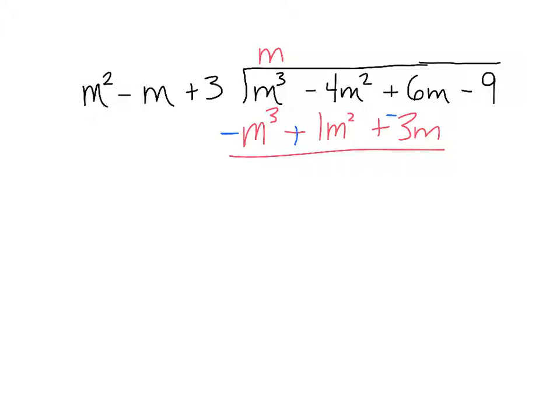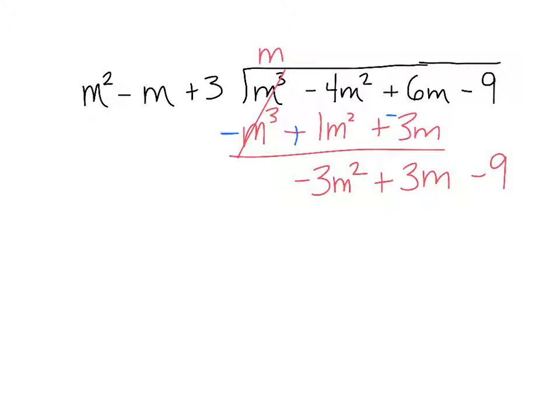Now, ideally, that first term cancels. That's what we need to have happen. Now let's see what the rest gets us. We have a negative 4m squared and a positive 1m squared. That'll get you a negative 3m squared. The next term, you have a 6m and a negative 3m. That would get you a positive 3m. Bring your next number down.